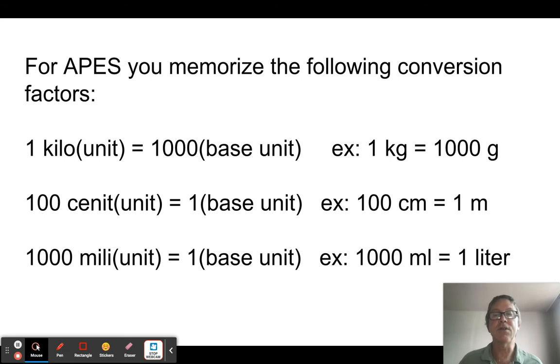And you also need to know that 1,000 millis equals one of the base units. So 1,000 milliliters equals a liter, 1,000 milligrams equals a gram, and so on. You need to know those three prefixes and the corresponding equivalency statements or conversion factors that they represent. So please just make sure, if you haven't memorized this yet, I don't know what you've been waiting for, but now's the time to memorize it.